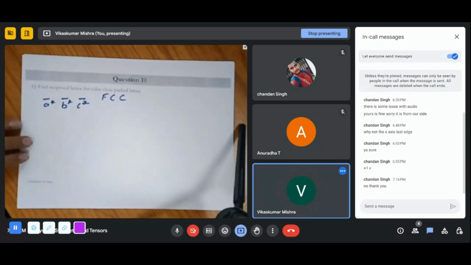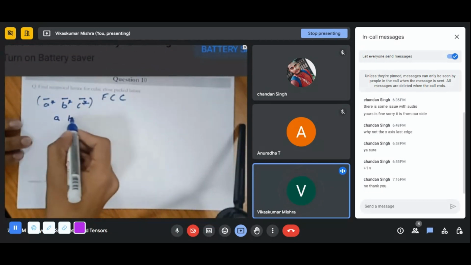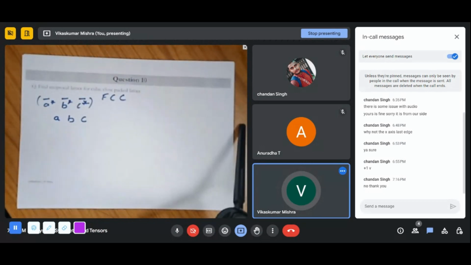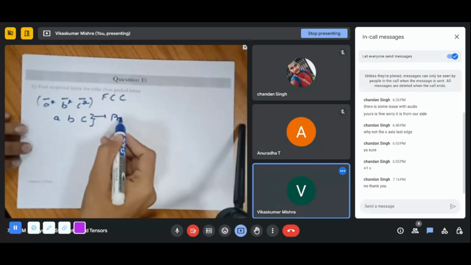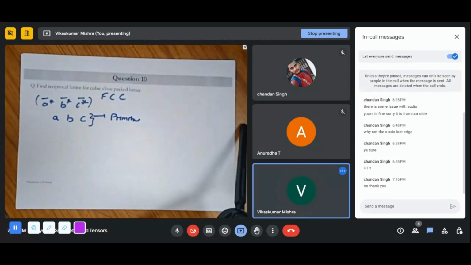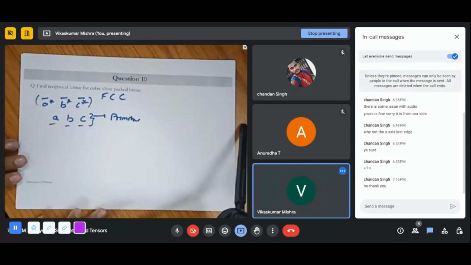Yeah. So if we need to find a star, b star, and c star, for that we know that we need a, b, and c. These a, b, and c should be in such a manner that they belong to the primitive. You cannot take the conventional unit cell of FCC and apply the reciprocal lattice onto it. So we need to find a, b, and c with respect to the primitive unit cell, which we have already done, right? In question number 7 only, we found it out.